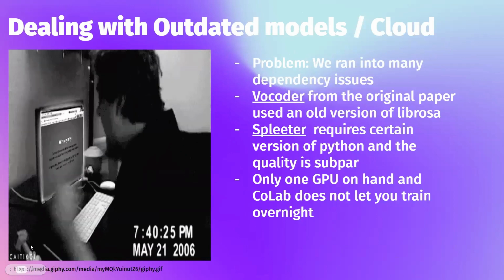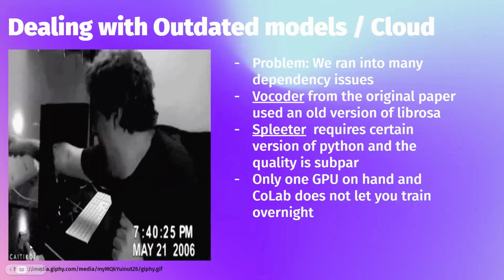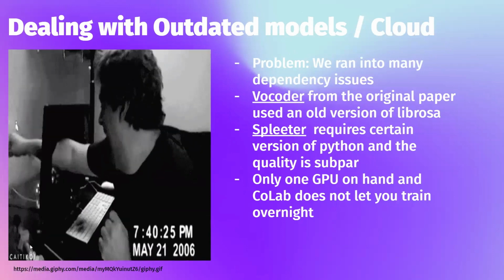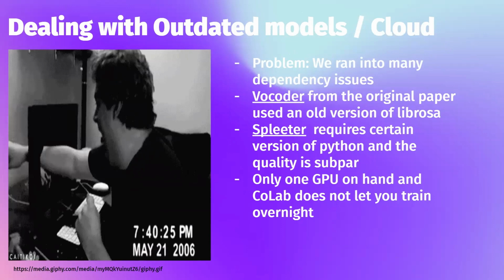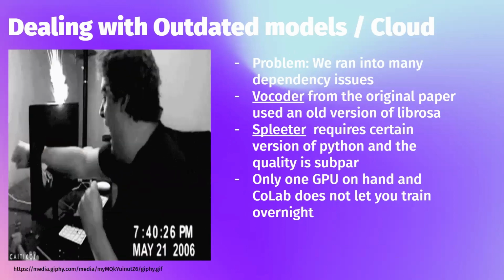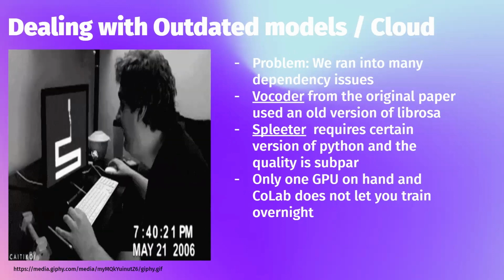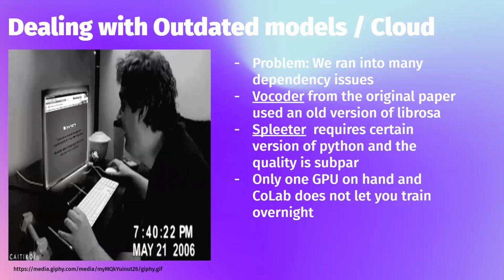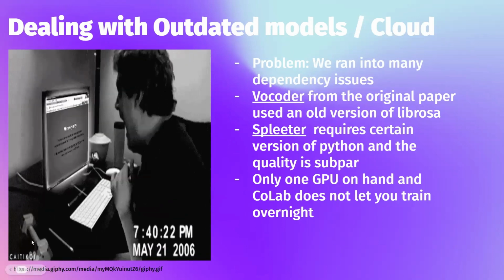A common issue that we all had during development is that the libraries are outdated. For example, a vocoder was using an older version of Librosa. There were also too many dependency issues, such as the vocal separation library Spleeter, which required a certain Python version, but it was not mentioned anywhere in the documentation. The results weren't that good either, so we just downloaded the raw vocal file from YouTube.